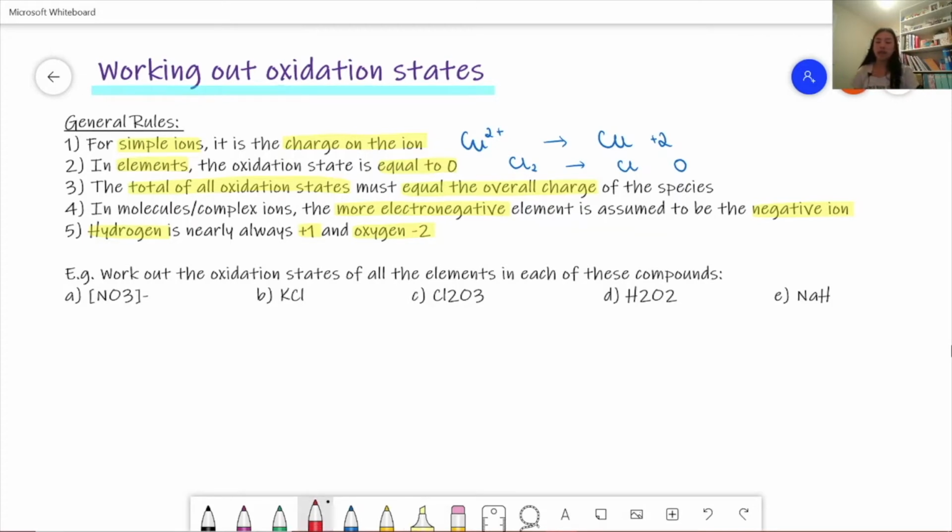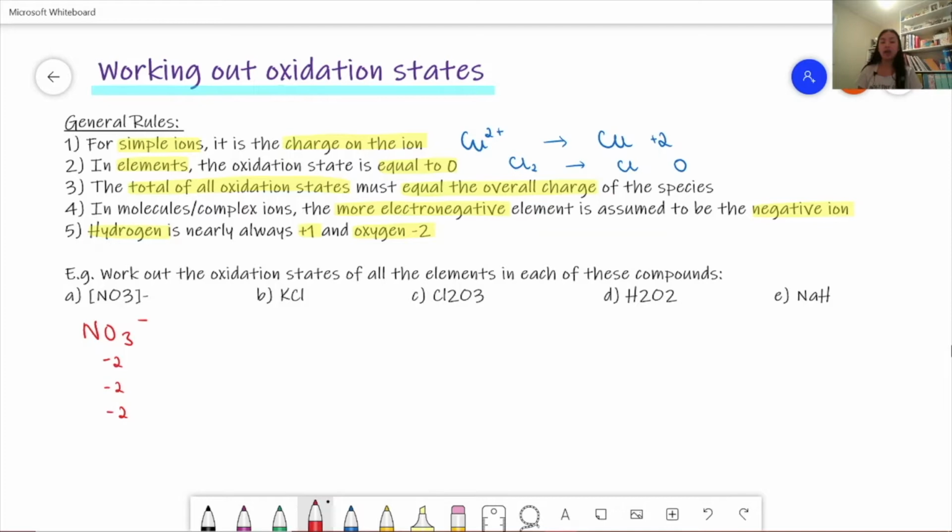So we have NO3, and then the overall charge is minus. So because oxygen is much more electronegative compared to nitrogen, basically it has a stronger ability to attract electrons in a covalent bond, the oxygen will be the negative ion. So this oxygen is nearly always -2, that's the fifth rule that we have. And so we give oxygen an oxidation number of -2. And because we have 3 of them, that means we have 3 of these -2s.